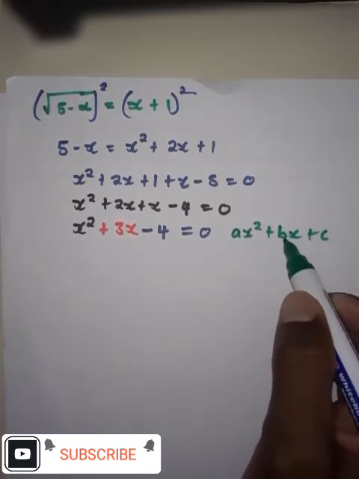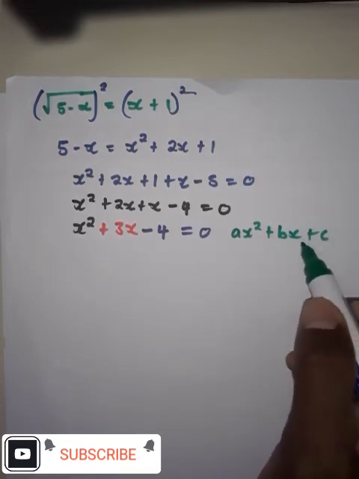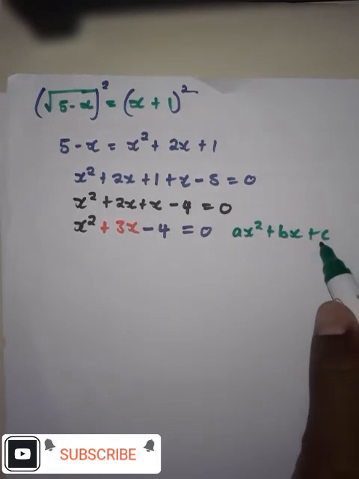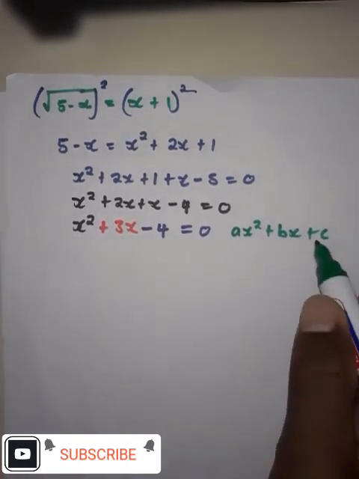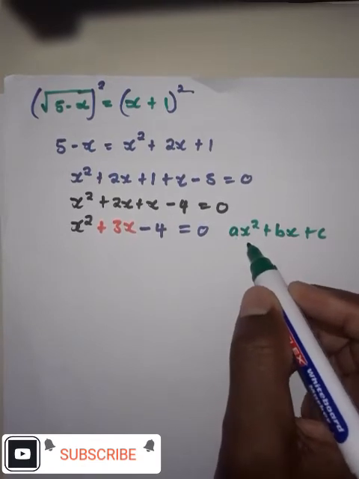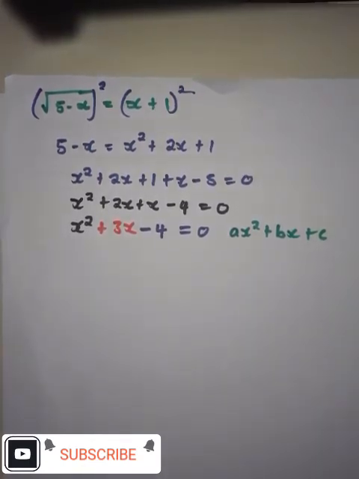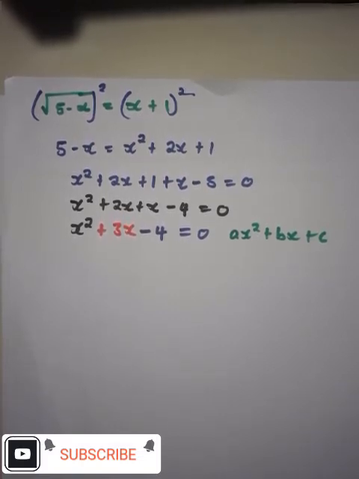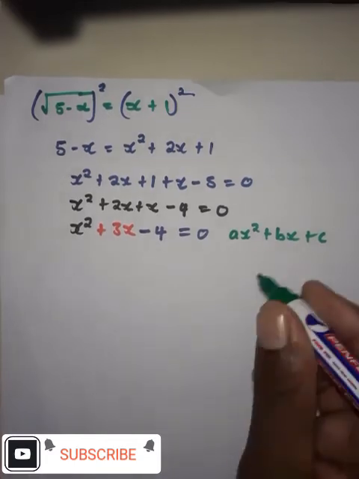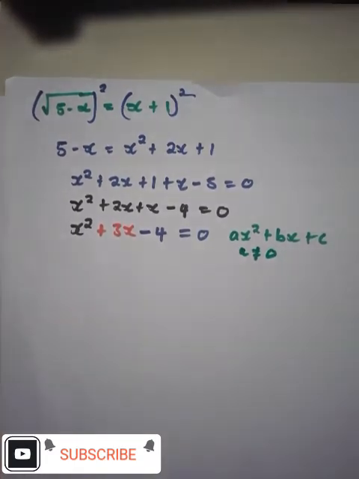But if b is 0, then you can find the factors. And if a is 0, then this is no longer a quadratic equation. If b is 0, it's still a quadratic equation. If c is 0, still a quadratic equation. But if a is 0, it's no longer a quadratic equation. So for this to be a quadratic equation, a must not be 0, right?